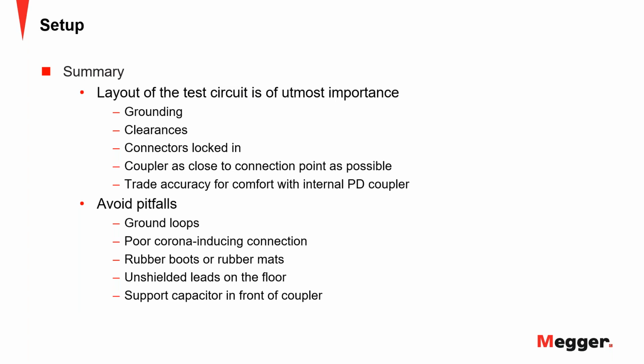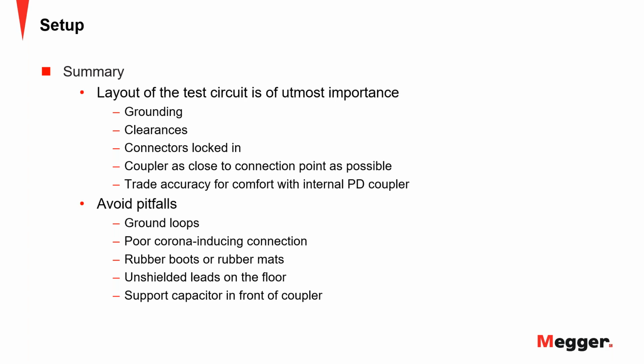So just as a summary in terms of setup: grounding, low inductance grounding, clearances. Keep the high voltage cable away from grounded parts, grounded planes. Make sure your multi-contact MC connectors are locked in so you have good connection. Typically, put the coupler as close to the connection point as possible. And if you think, well, I don't need very precise measurement accuracy, I'd rather have some comfort as well, there are also van-based systems, vehicle-based systems with internal coupler.